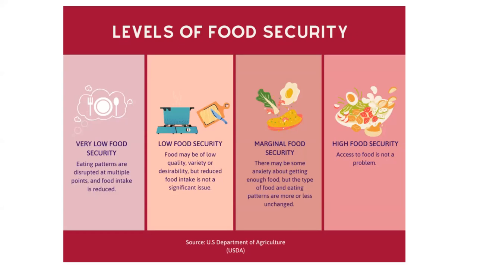But with food security, there are a couple different designations of it. Hopefully, everybody would be high food secure, meaning that they have access to the food they need, and they have access to nutritious food as well. But unfortunately, we do see some of these other categories quite often. Even in the United States, one of the richest countries in the world, we still see a lot of this, and probably a lot more than some people may even realize.